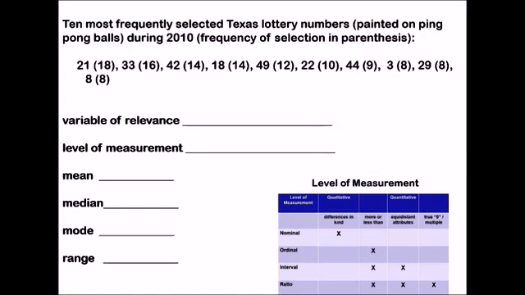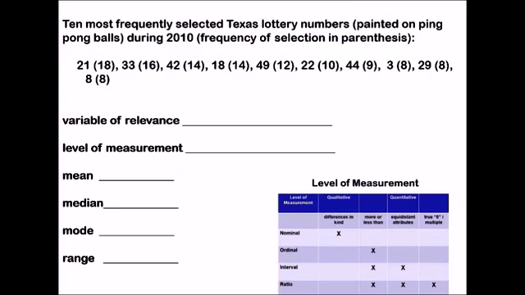Now let me throw you another example, which may not be so easy. You know, the lottery, Texas lottery. I don't know if you've played it or not. It used to be very, very popular, widely played among Texas residents. At any rate, the 10 most frequently selected Texas lottery numbers. You know, each ping pong ball has a number painted on it. And we're looking at data for 2010.